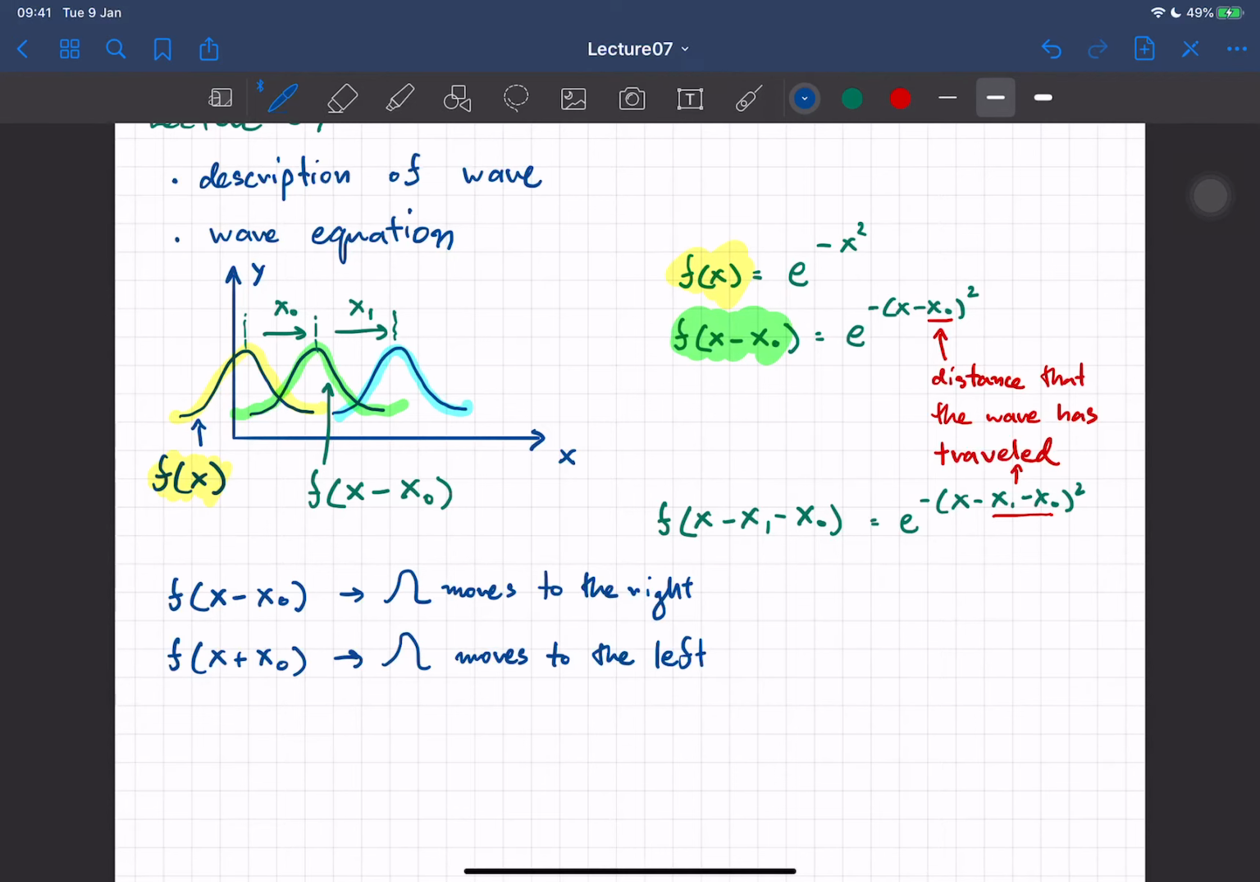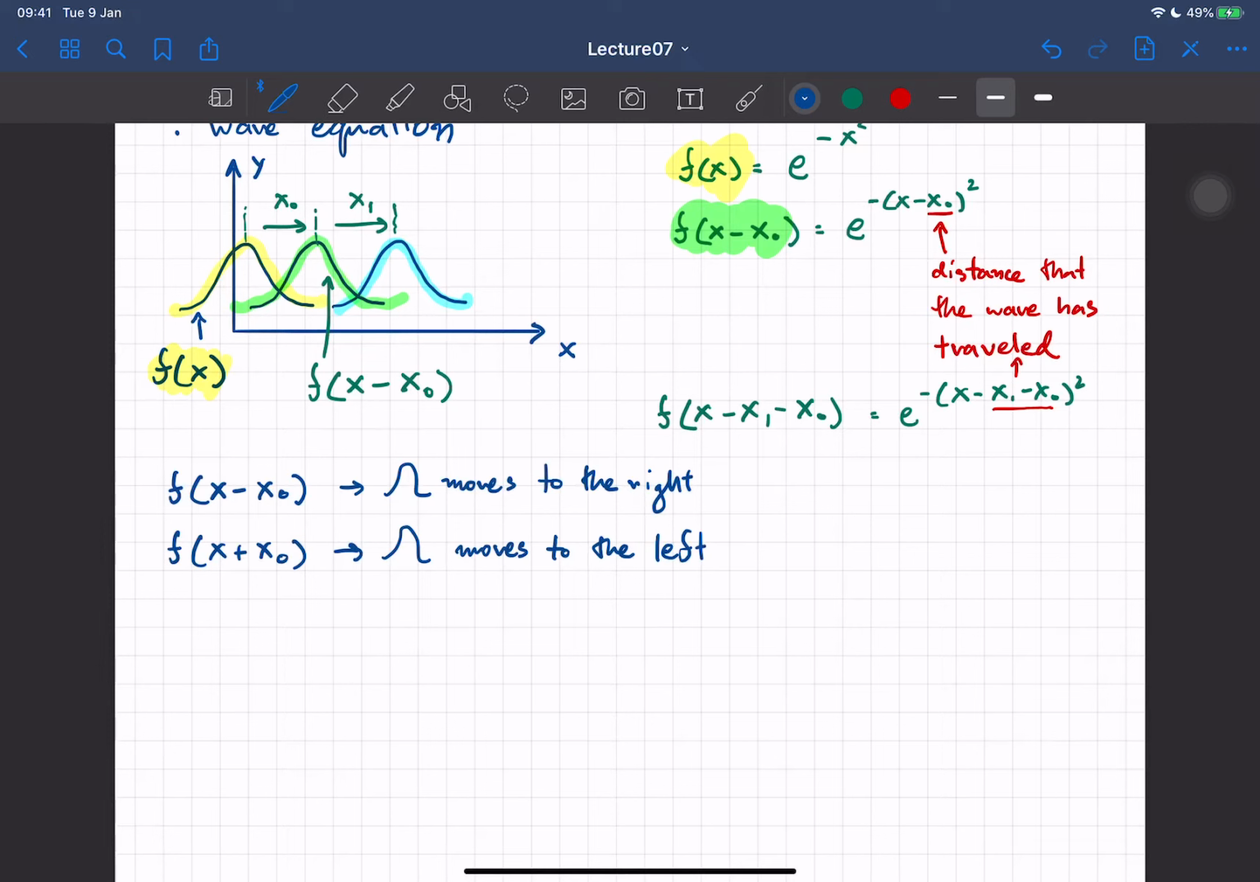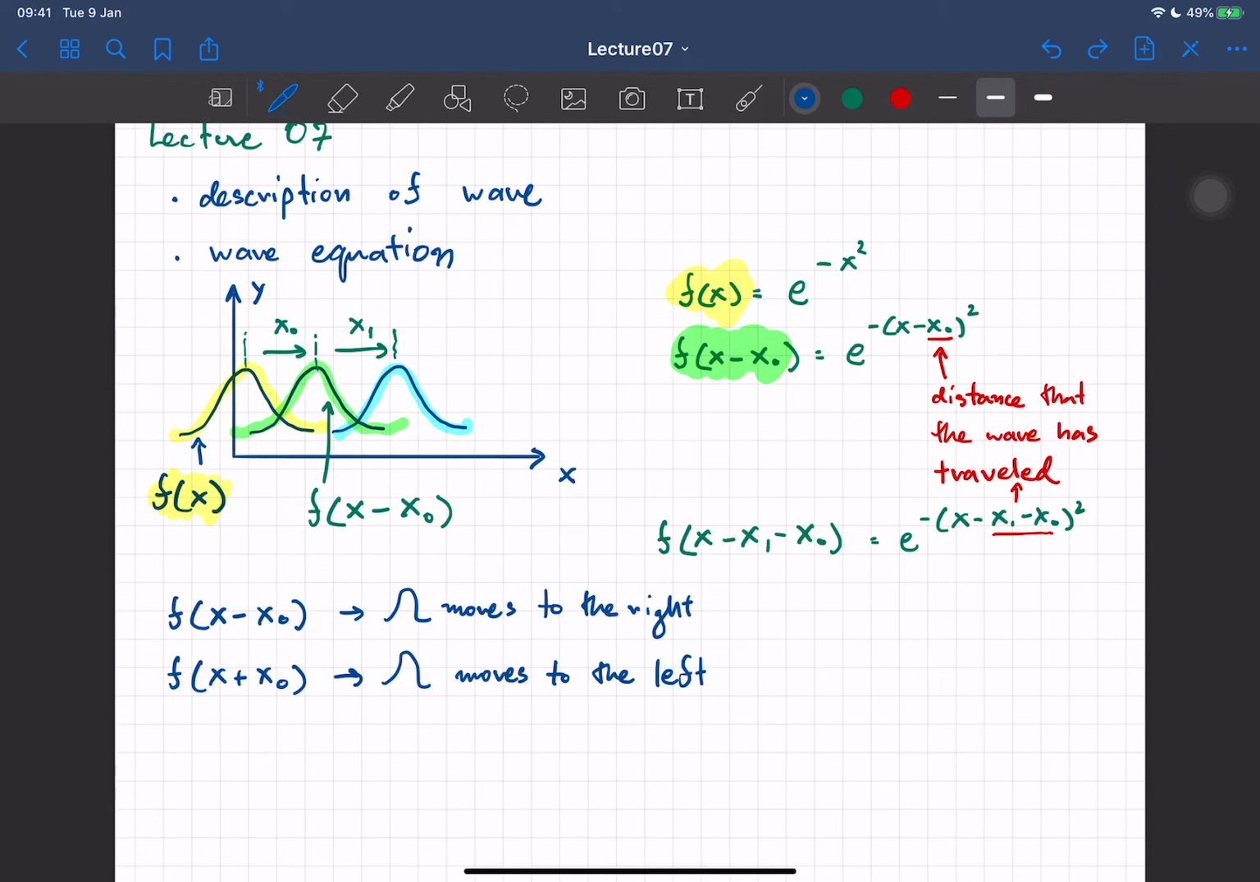If you have a crazy looking wave, maybe something like this, and somehow you can describe it by some function, and the whole thing moves to the right, then again it's the same thing. You just replace x by x minus the distance that you have moved, right? But the distance that this wave travels depends on how long you wait, right? So if you wait long enough, then the distance is going to be really, really large, right?